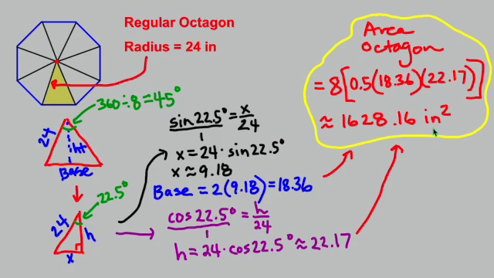So those are the 3 different ways that you'll be asked to find the area of a regular polygon. You might be given the radius, you might be given a side, or you might be given what's called an apothem.